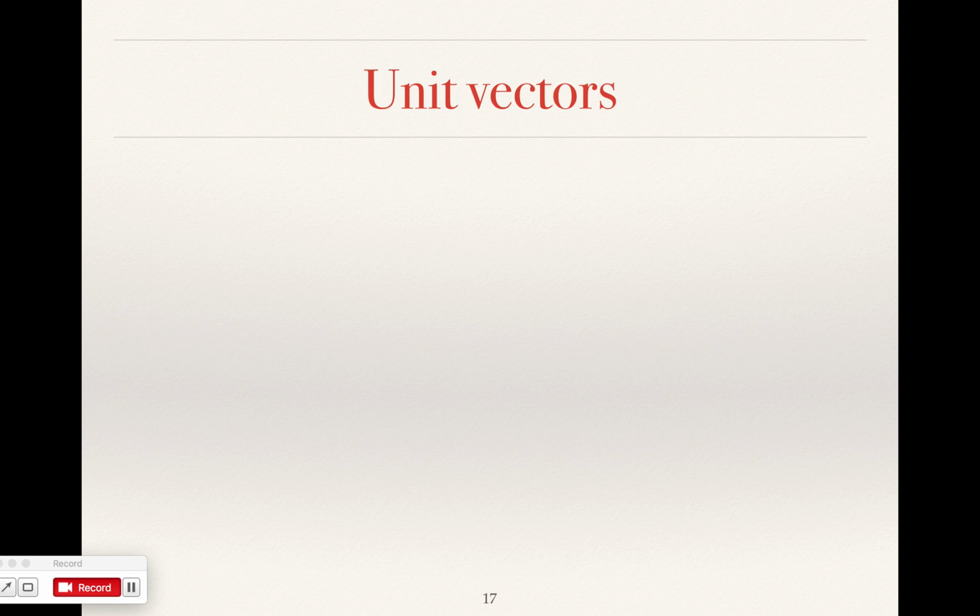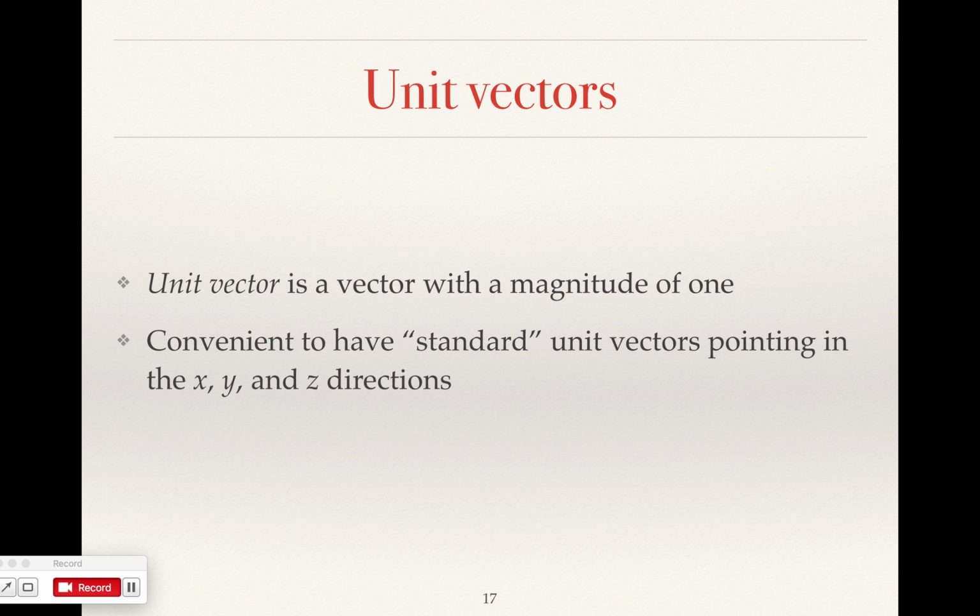Okay, and also a little note here on unit vectors. By definition, a unit vector is a vector with a magnitude of 1, also called unit magnitude. It's convenient to have these standard unit vectors that point in the x, y, and z directions, since those are almost always the directions we need to worry ourselves with.